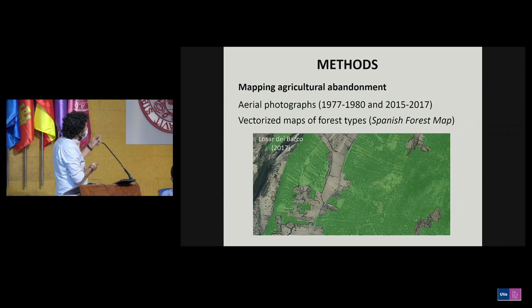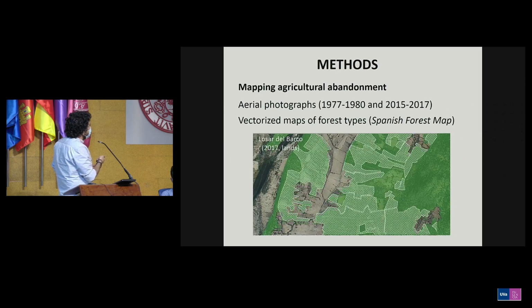So this is the picture of 2017. We detected the areas that are now covered by forest, and then we created these figures, and we found the area occupied by abandoned agricultural lands.